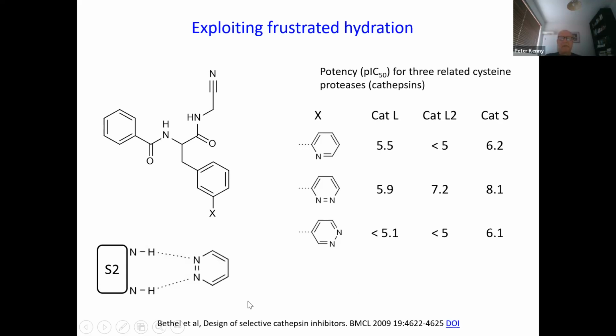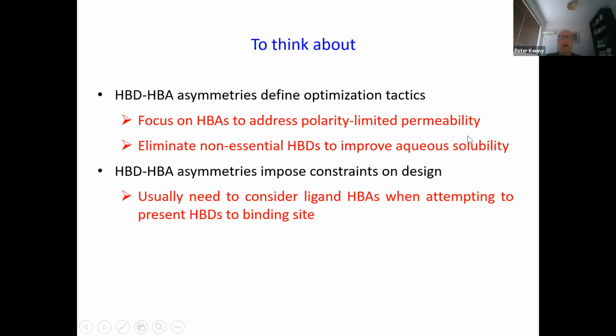So just a warning that I'm thinking rather differently now than in this paper. But I think the SAR certainly stands. And I think this is pretty interesting and shows how you can use the frustrated hydration.